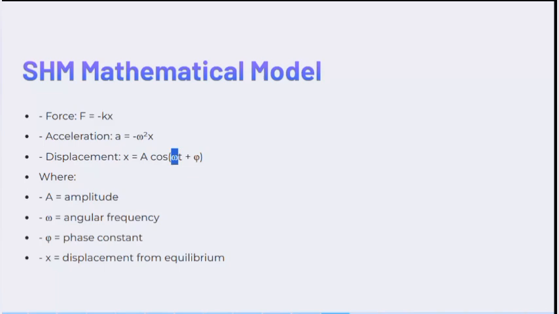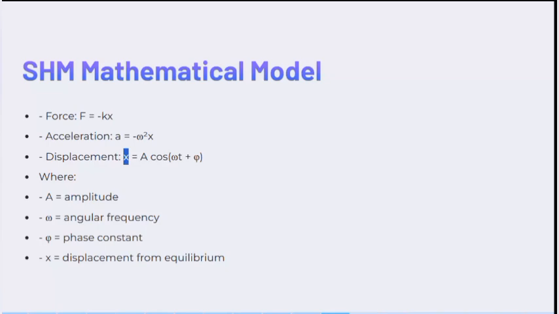Then we have two new parameters. In this case, the new parameter is called phi, and it's known as the phase constant. So this is the expression for displacement. Now we are not talking about angular displacement, and we're not talking about circular motion. We're talking about oscillatory motion.